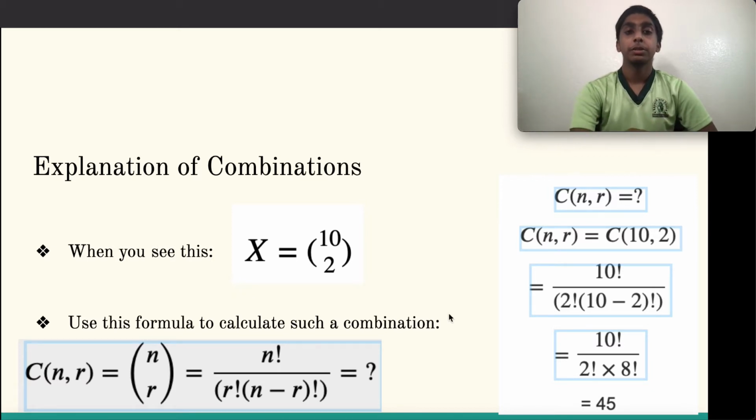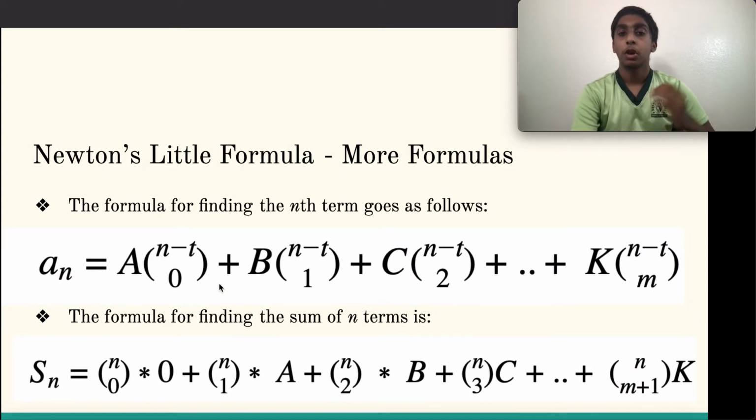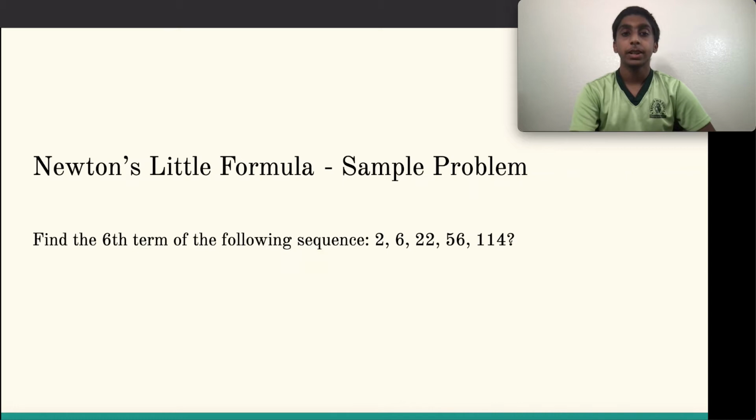All right, so you can use this formula down here, n factorial over r factorial into n minus r factorial. In the previous formula, you can see that we have a lot of combinations, like n minus t choose 0. So you'd simply plug this into the formula for combinations, and that's how you would solve it. All right, so these are sample problems for Newton's third formula.